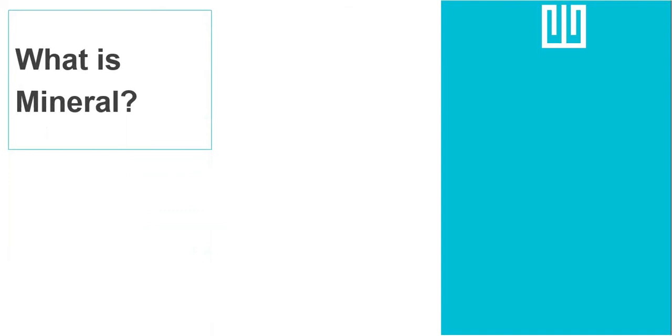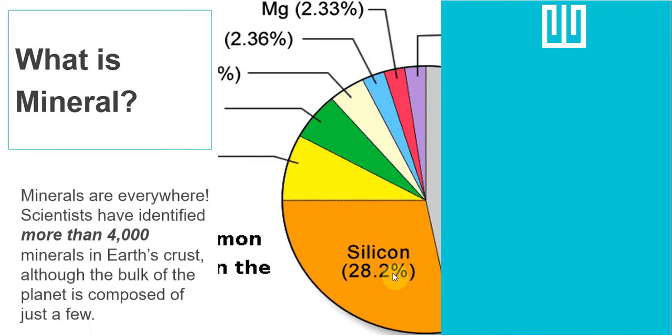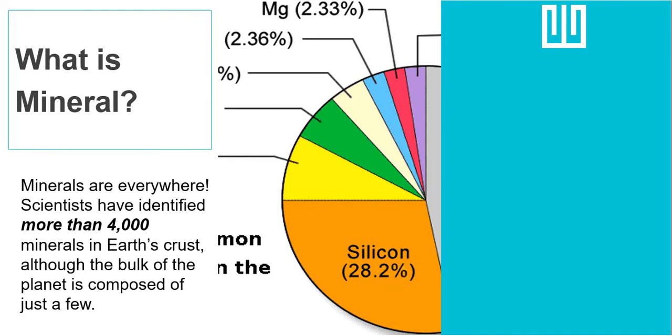Now, what is a mineral? So, ito yung pie chart ng elements at ilang percent sila sa pie. So, yung silicon natin, no? Dami din. 28.2%. Minerals are everywhere. In fact, scientists have identified more than 4,000 minerals in Earth's crust, although the bulk of the planet is composed of just a few.